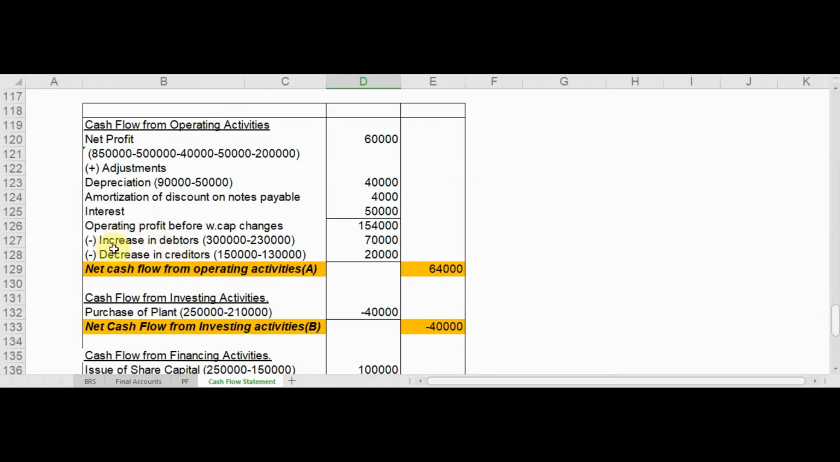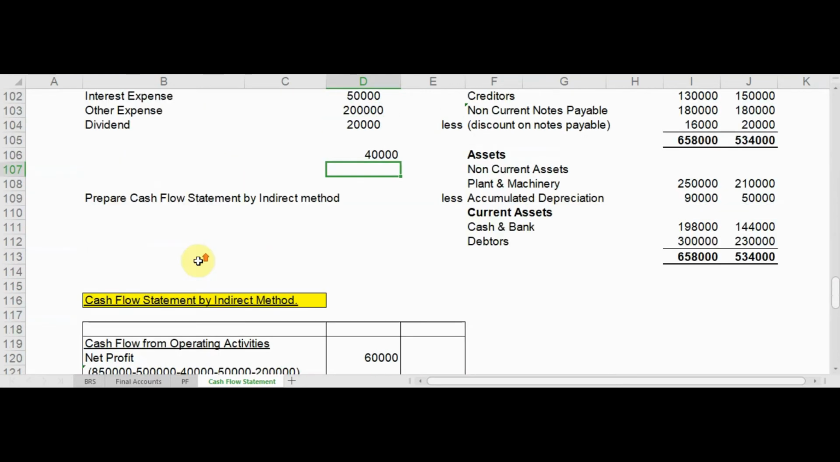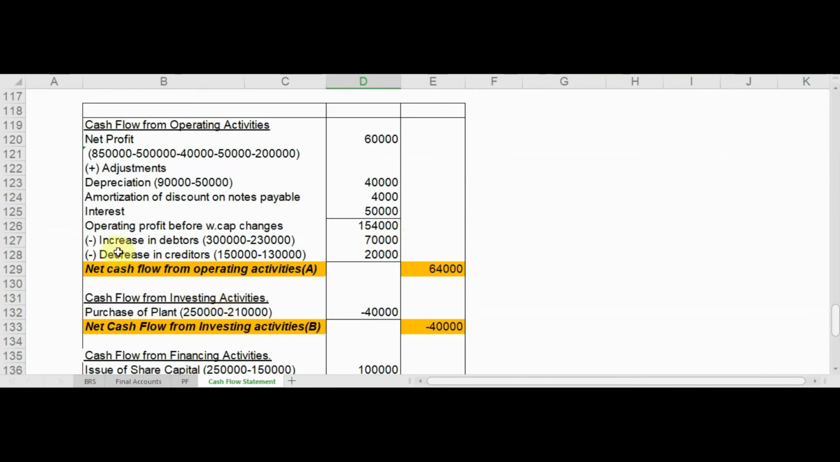We will add the decrease in current assets and deduct the increase in current assets. We will add the increase in current liabilities and we will deduct the decrease in current liabilities. See here, debtors, previously it was 2,30,000, now it is 3 lakh. So debtors has been increased. So increase in debtors, 3 lakh minus 2,30,000, 70,000 has to be deducted.